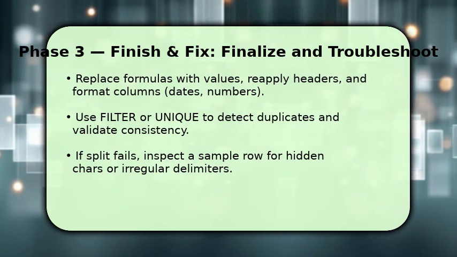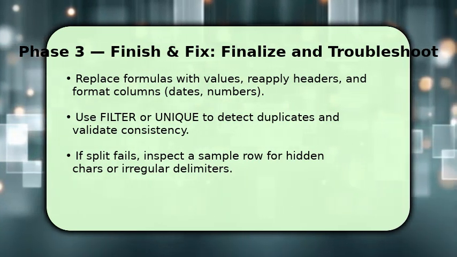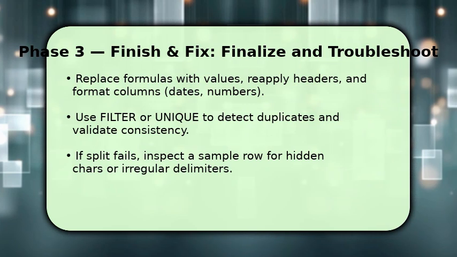If something goes wrong, isolate a failing row and inspect for hidden characters, inconsistent delimiters, or merged cells. Fix that pattern and reapply the chosen method. Finally, save a clean copy and document the logic for reuse.